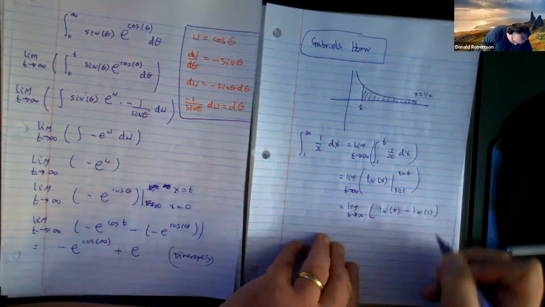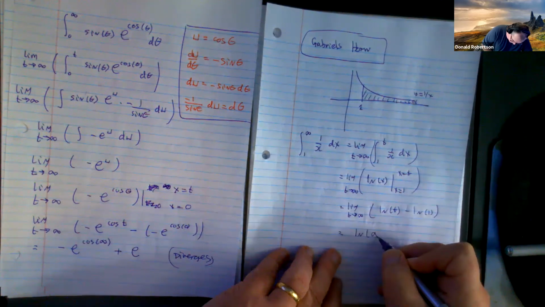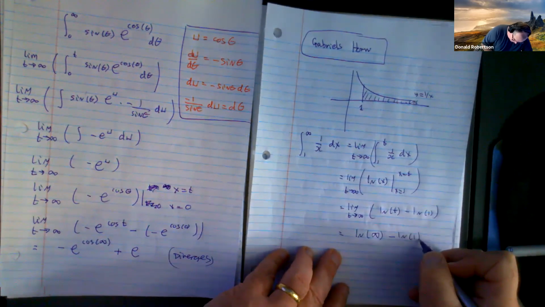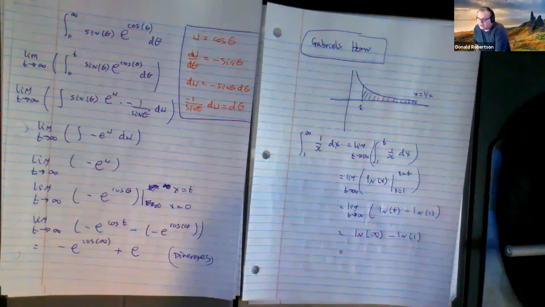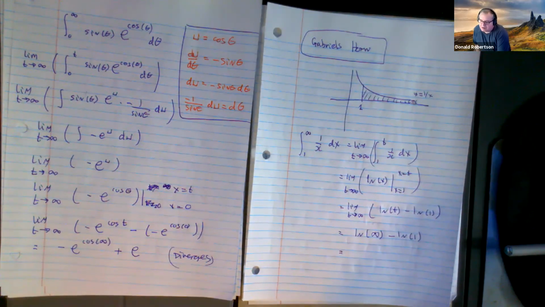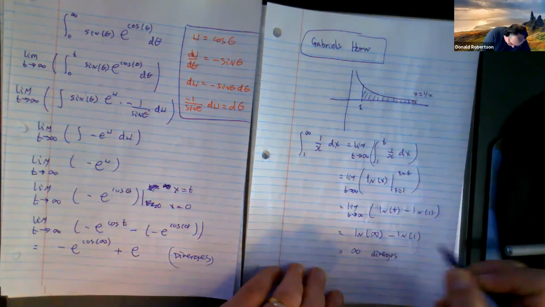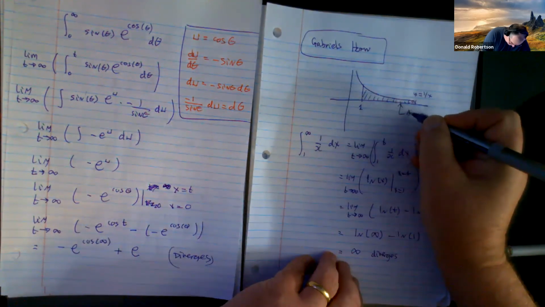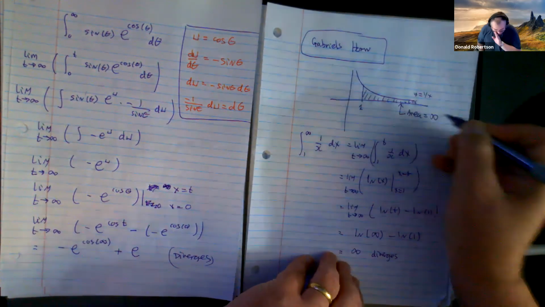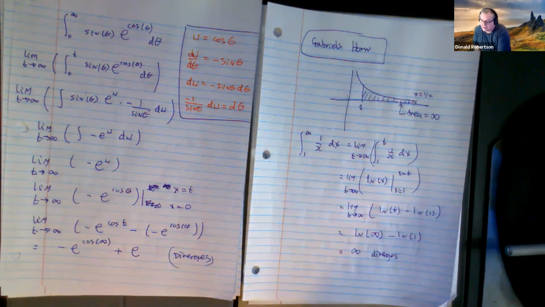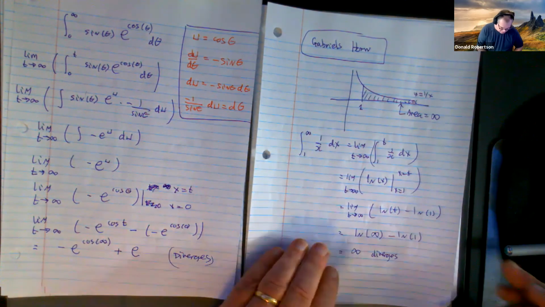Brute force now. The natural log of infinity, take away the natural log of 1. The natural log of an infinitely big number is still infinite. Would you agree? And so this diverges. So this area in here is infinitely big. Okay, I can handle that. I've seen others that are infinite. It's infinitely big. So what's this Gabriel's horn thing?